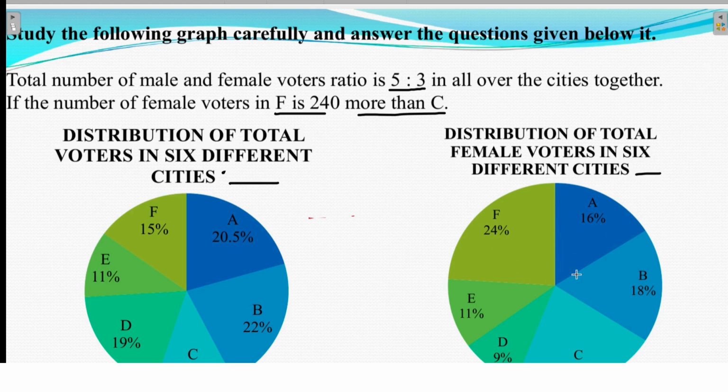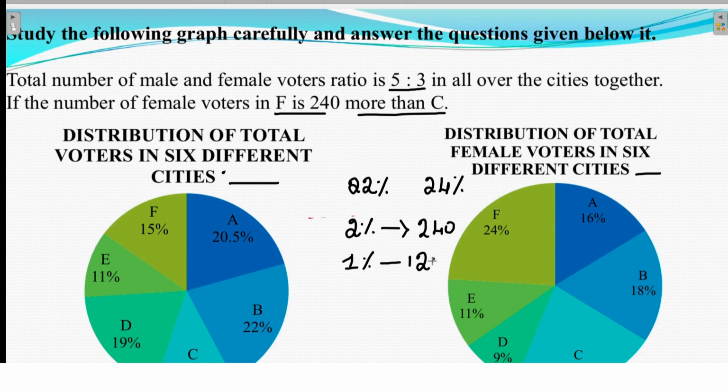This is a female voters list. This pie chart, the second pie chart, will be the female voters. In the question they have given female voters in F 240 more than C. C we have 22 percentage, F will be 24 percentage, which means 2 percentage more compared to C. In F 2 percentage more females are there. It is equal to 240, because in the question they have given females are more in F compared to C. Then 2 percentage is equal to 240. I can write 1 percentage is equal to 120.